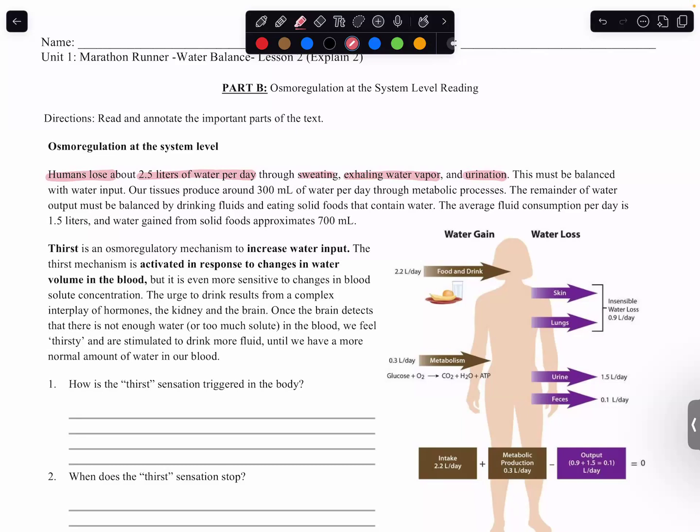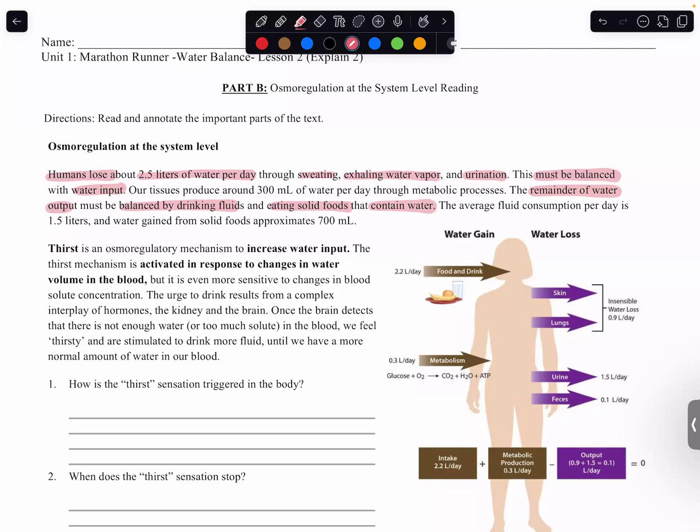Let's continue. This must be balanced with water input. That makes sense based off of what we just spoke about. Our tissues produce around 300 milliliters of water per day through metabolic processes. The remainder of water output must be balanced by drinking fluids and eating solid foods that contain water, right? So we definitely want to eat melons, like watermelon, cantaloupe, honeydew melon. All of those are very high in water. That's just as good as part of those quote unquote 8 glasses of water that you're supposed to drink.